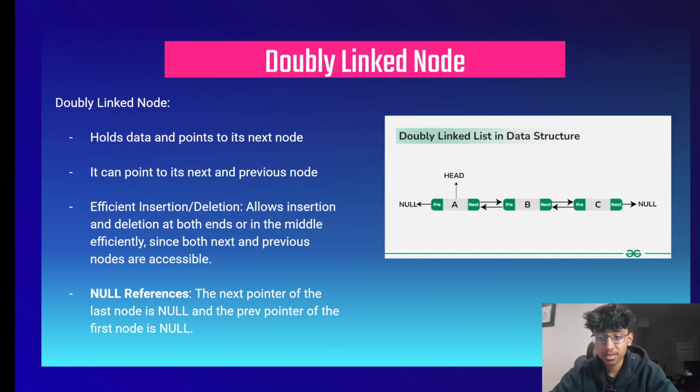However, the trade-off for this flexibility is increased memory consumption, as each node requires additional storage for the previous pointer. Despite this, doubly linked lists are widely used in applications such as browser history tracking, undo and redo functionalities, and managing LRU, which is least recently used, caches. Understanding linked lists and their variations is crucial for efficient memory management and optimizing dynamic data handling in software applications.